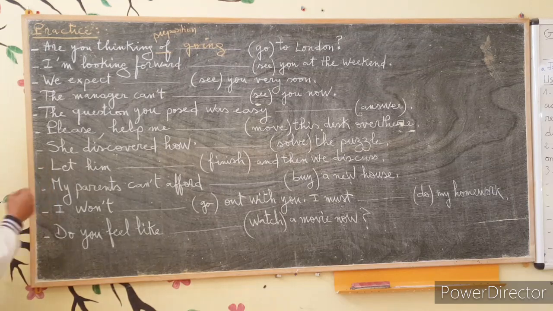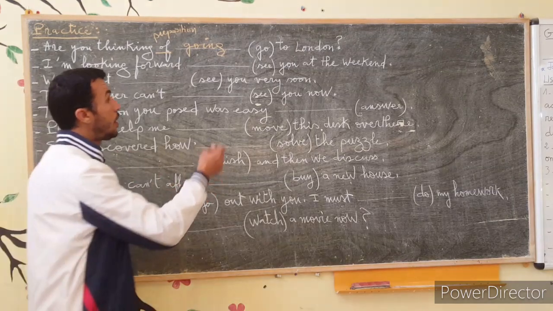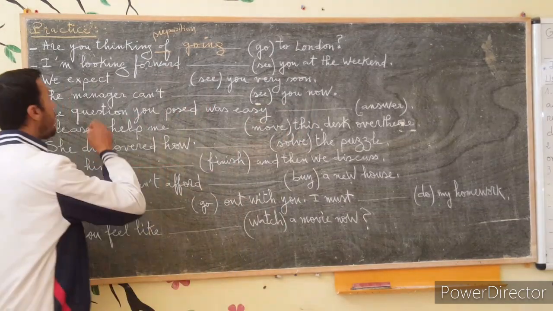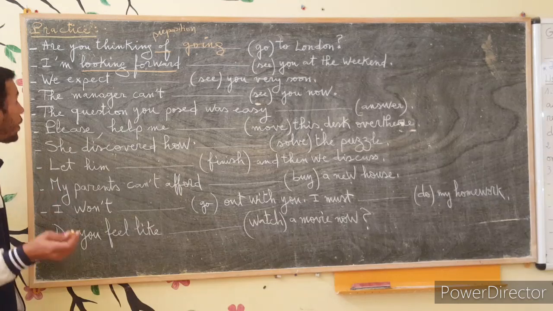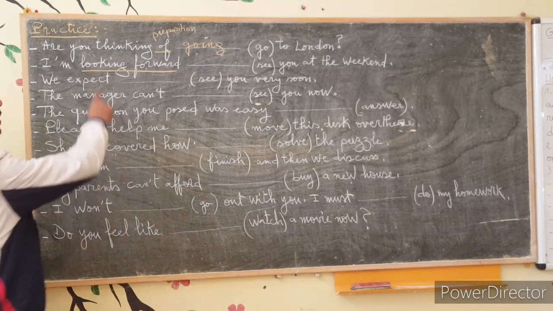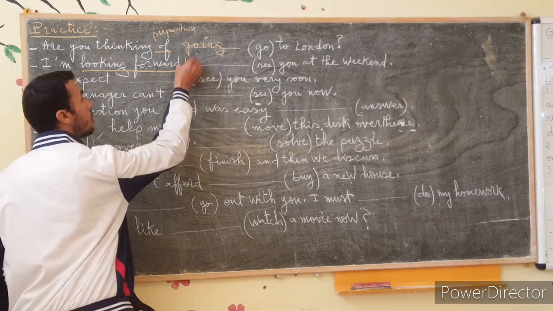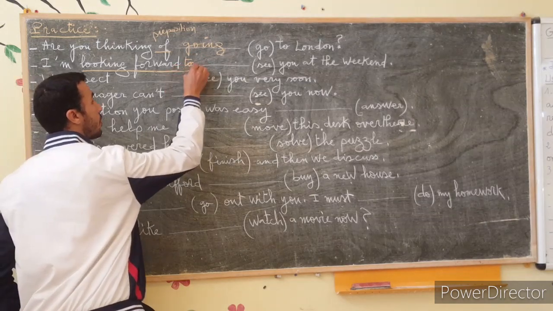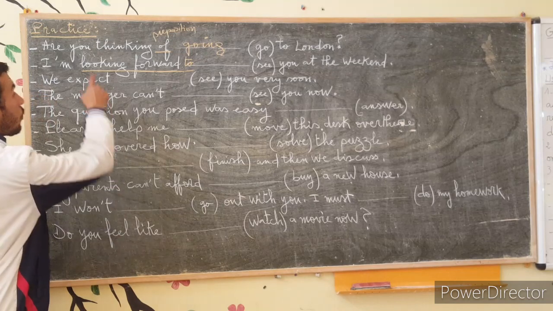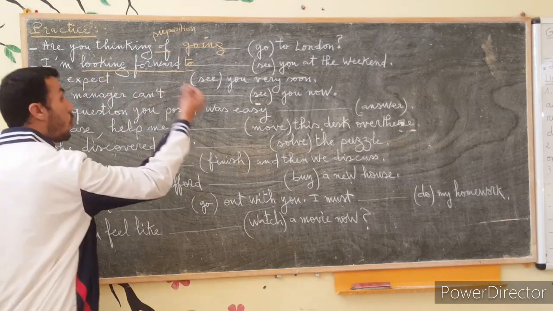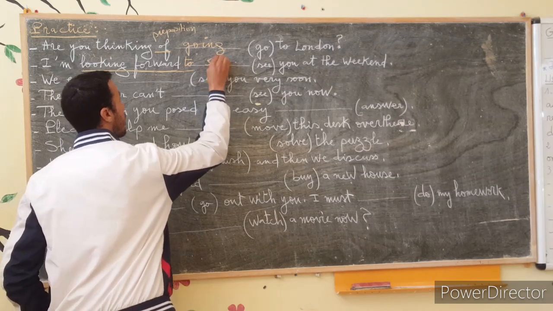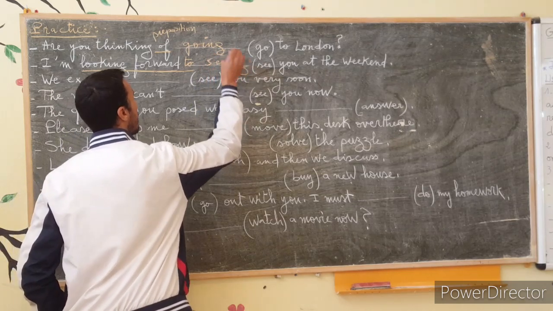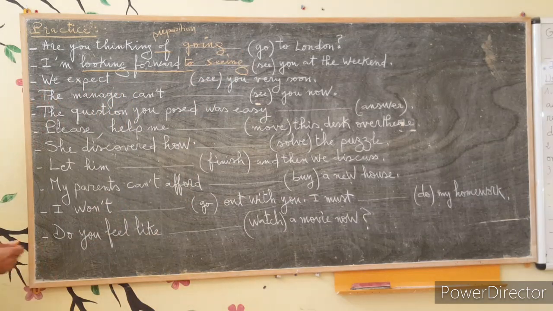Example number 2: I'm looking forward to see you at the weekend. What do we have here? We've already seen this in the first column of gerund, but it's not complete. It's not just "look forward", it's "look forward to". This is the expression, so "look forward to" must be followed by a gerund once again. And then we are going to say, I'm looking forward to seeing you at the weekend.